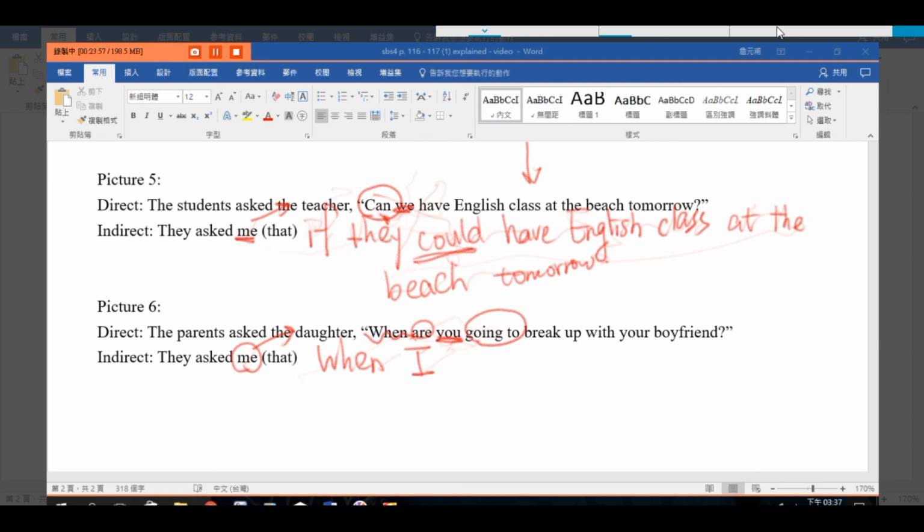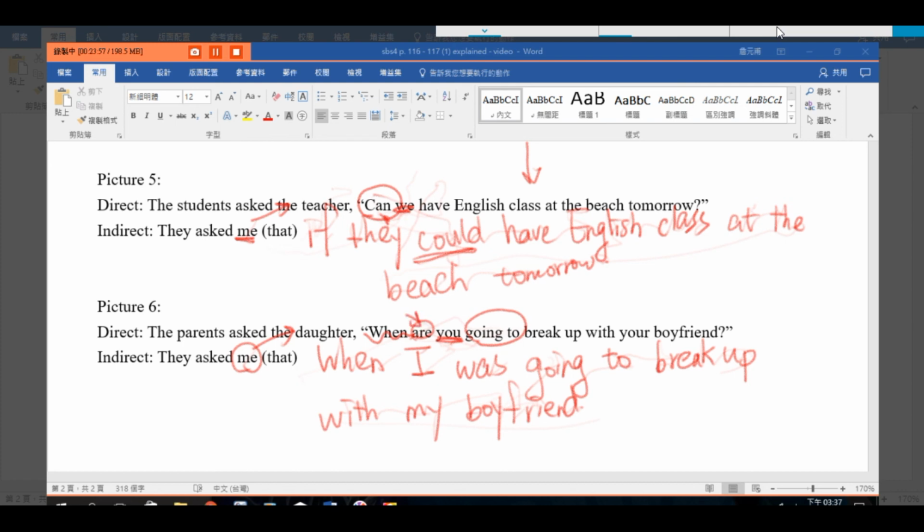So when I, past tense of are is was. I was going to break up. Now be careful, it's my boyfriend. Okay, so this is the answer: when I was going to break up with my boyfriend. Two things: the words in order, make sure the subject is before a verb, and then also go back in time. So future tense with be going to. The be verb is are, and the past tense of are that goes with I is was. So that's the answer.